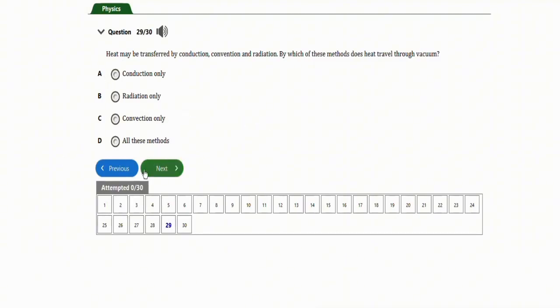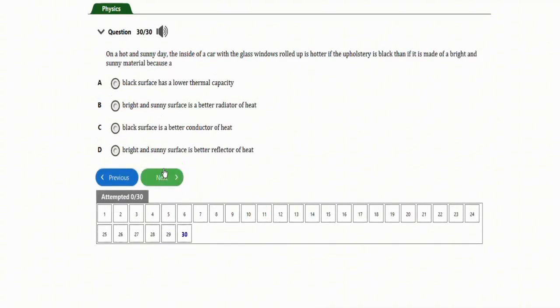So lastly, before we call it a class, let's look at this one. It says on a hot and sunny day, the inside of a car with the glass windows rolled up is hotter if the upholstery is black than if it is made of a bright and sunny material, because option A, black surface has lower thermal capacity. Bright and sunny surface is a better radiator of heat. Black surface is a better conductor of heat. Bright and sunny surface is a better reflector of heat.